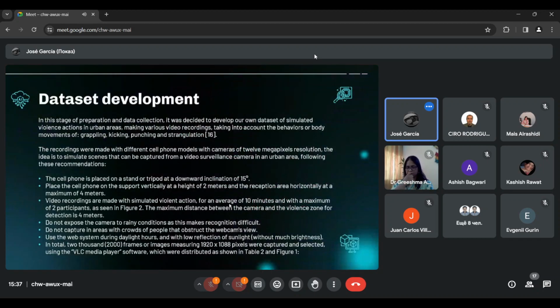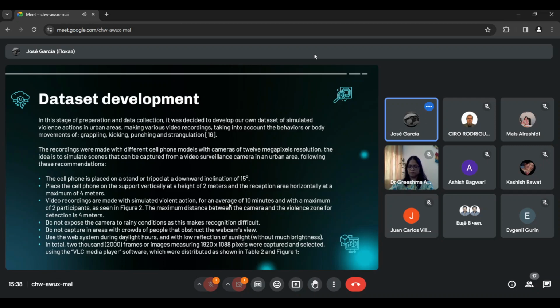Proposed design. In this stage of preparation of the data collection, it was decided to develop our own dataset, simulating violence actions in urban areas, making various video recordings, taking into account body behaviors, movements of grappling, kicking, pushing, and strangulation. The recordings were made with different cell phone models with cameras of 12 megapixel resolution. The idea is to simulate what can be captured from surveillance camera videos in an urban area.